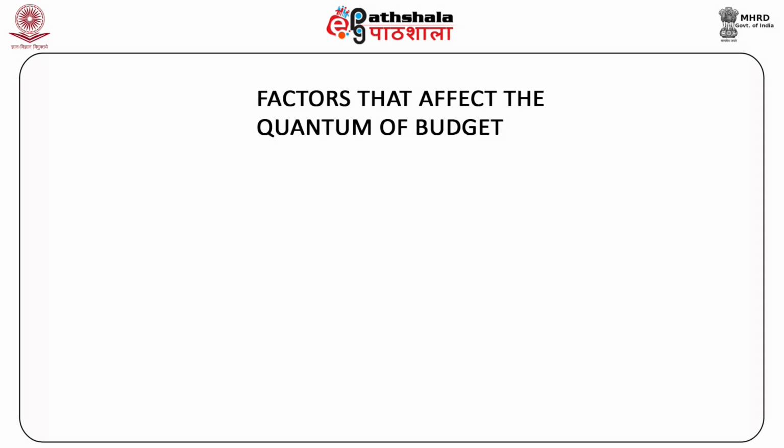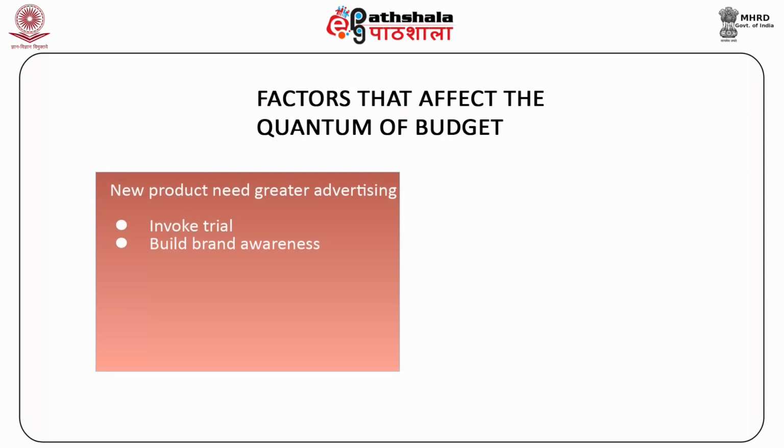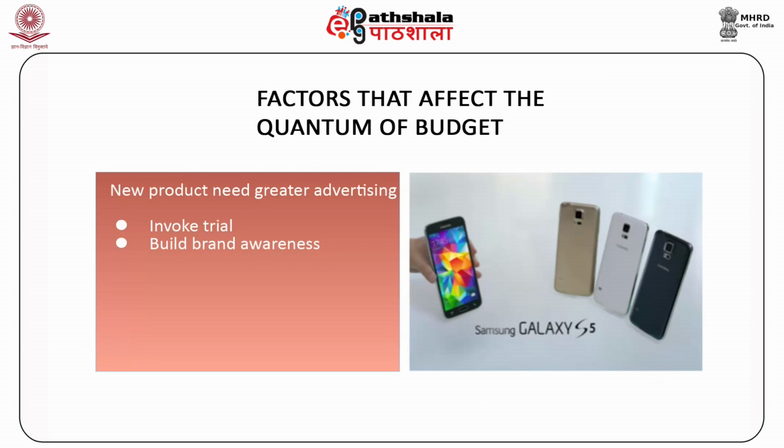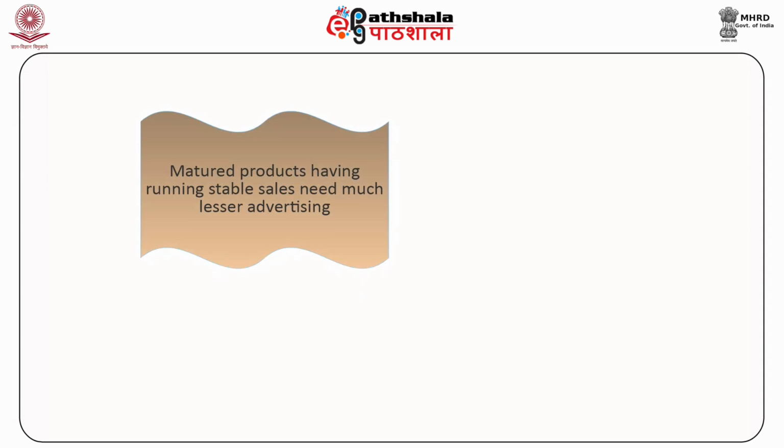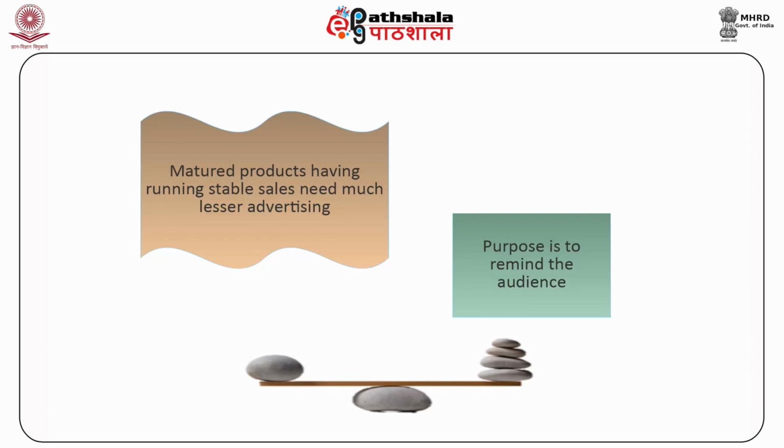The stage in the product life cycle plays a crucial role. As can be seen in the case of new products, they need greater advertising to invoke trial and build brand awareness. This is aptly seen with the mobile launches, where full front page ads in the newspapers were given in the launch of Moto E and Samsung S5 mobiles. Conversely, products that have matured and are running stable sales need much lesser advertising, as their purpose is only to remind the audience or sustain the level of sales.